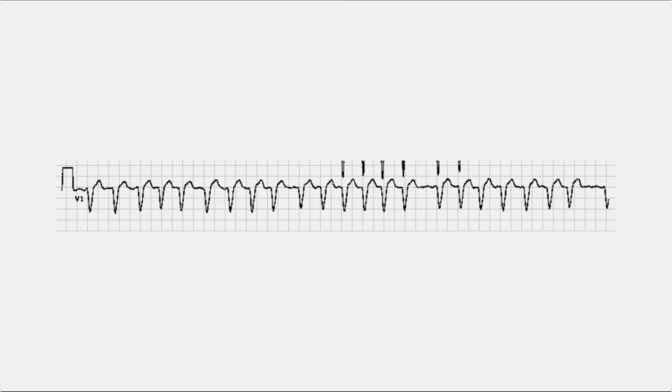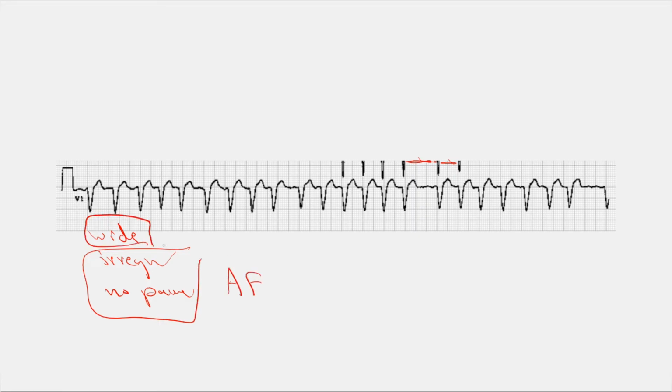This patient again is having wide QRS. It is wide. There is an irregular rhythm, because there are different spaces between the RR intervals, and there is no P wave. So no P wave and irregular means atrial fibrillation. But when you say wide, it means it's associated with bundle branch block.